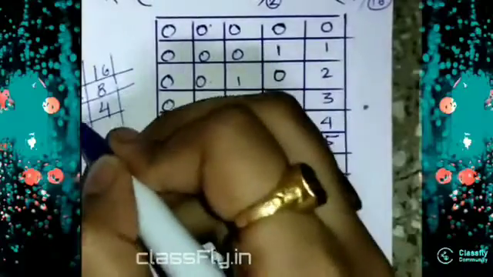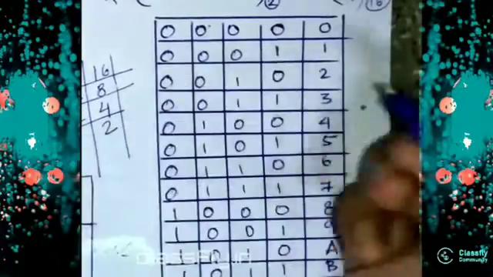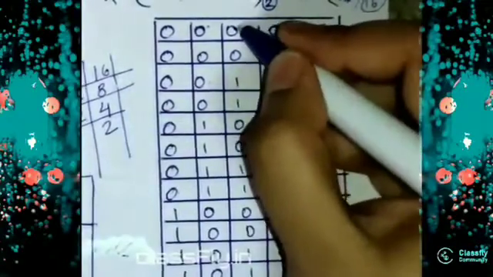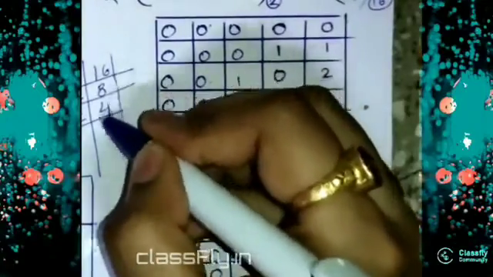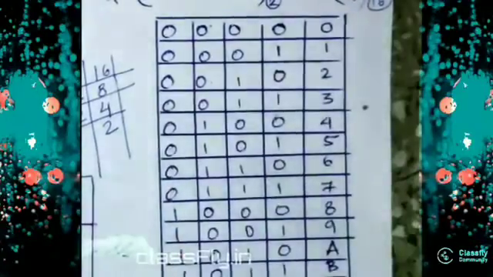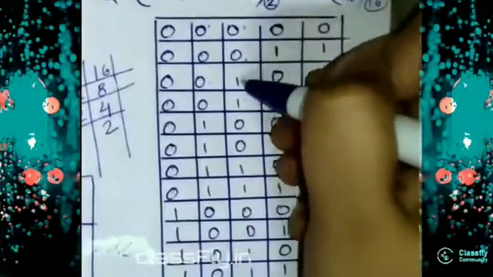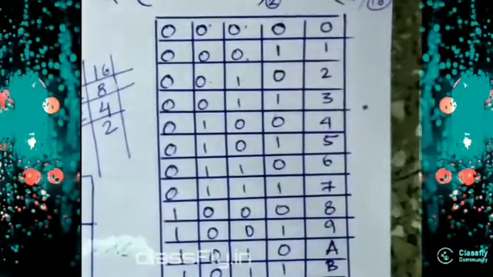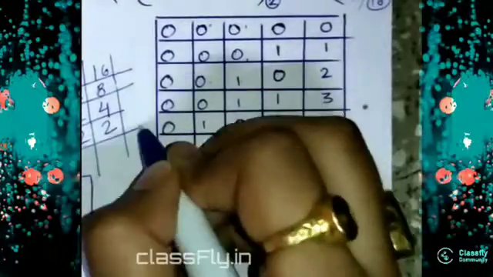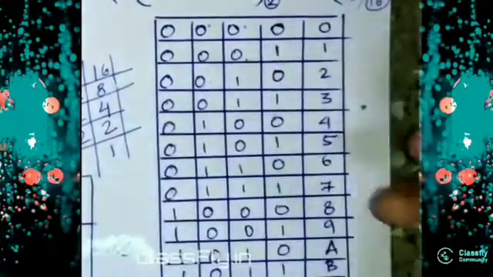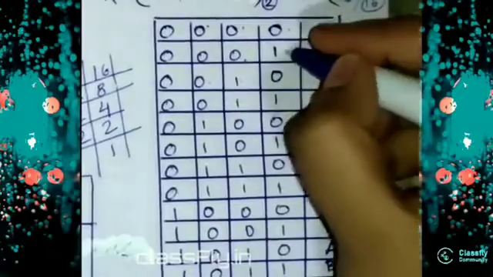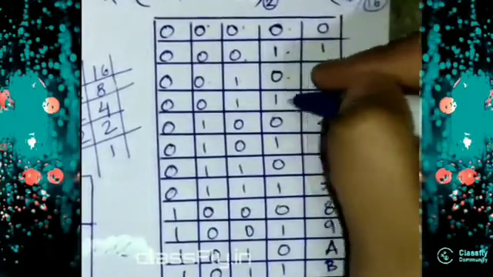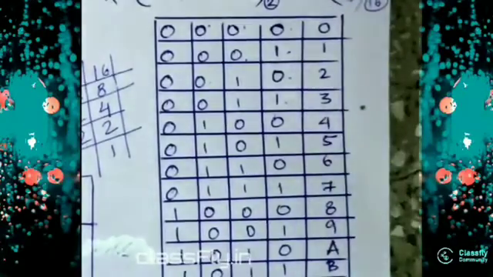Again, when we divide, we get 2. So we will have 2 zeros, 2 ones, again 2 zeros, 2 ones until we reach the 16th row. Again, when we divide, we get the quotient as 1. So we will have 1 0, 1 1, 1 0, 1 1, until we reach the 16th row.